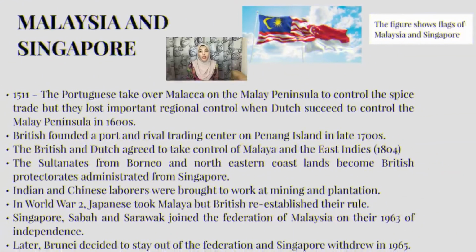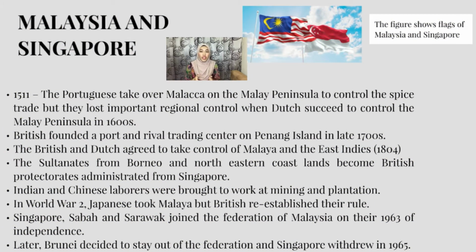The Portuguese took over Malacca in 1511 to control the spice trade, but they lost regional control to the Dutch, and the Dutch succeeded in controlling the Malay Peninsula in the 1600s. The Dutch established a regional spice trade monopoly that lasted over 100 years.